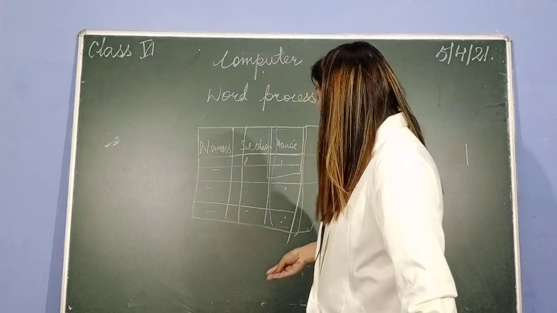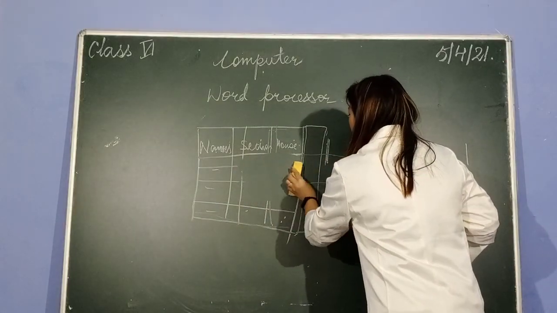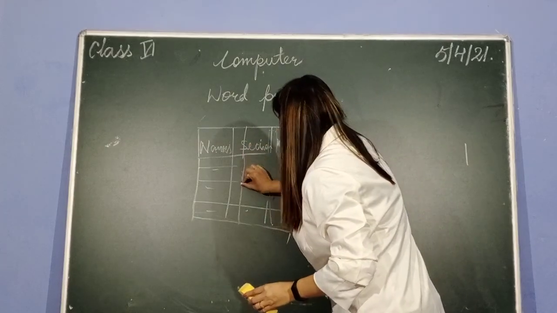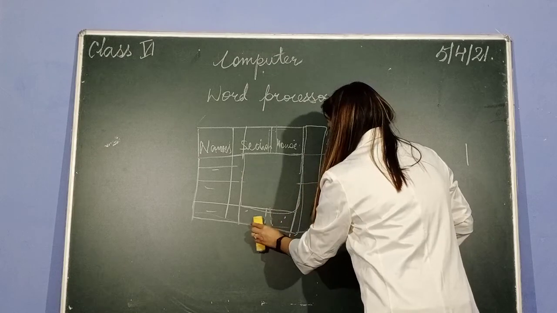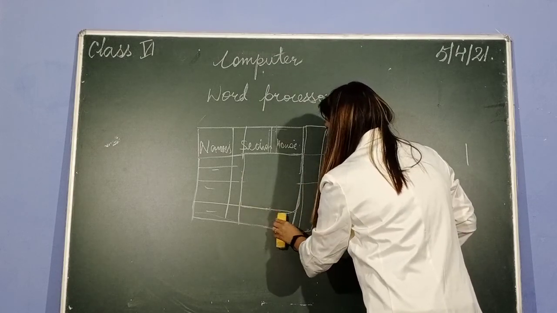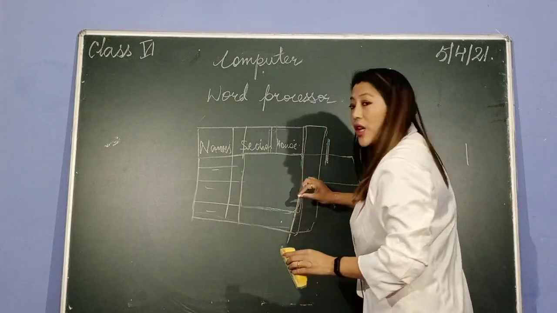Sometimes you need to merge these two rows. Merging means to get one solid cell. In between your table also you can merge it as per your requirements.